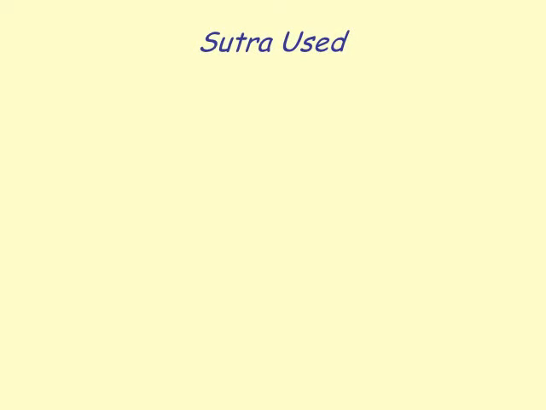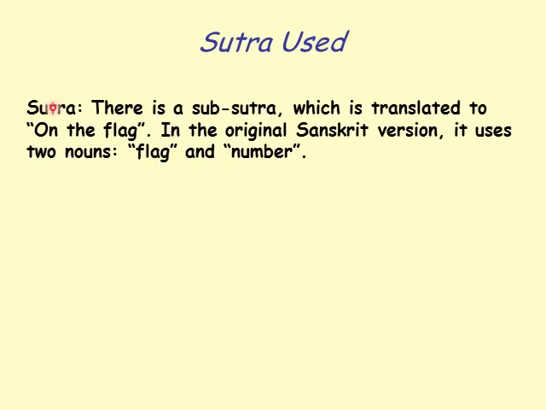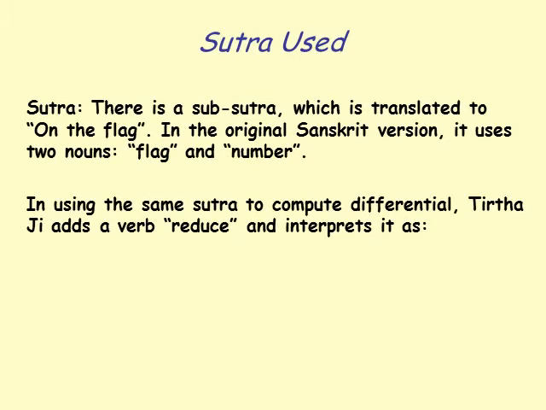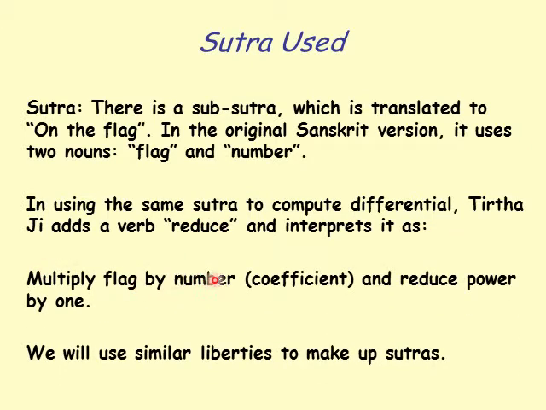Okay, sutras used. Let's see what we are going to do with sutras in question here. Continue. There is a sub-sutra which is translated as "on the flag." In the original Sanskrit version, it uses two nouns, flag and a number. Let's continue here. In using the same sutra to compute the differential, Tirthaji adds a verb, reduce, and interprets it as multiply the flag by the number, which is the coefficient, and reduce the power by 1. Okay, reduce the flag value by 1.